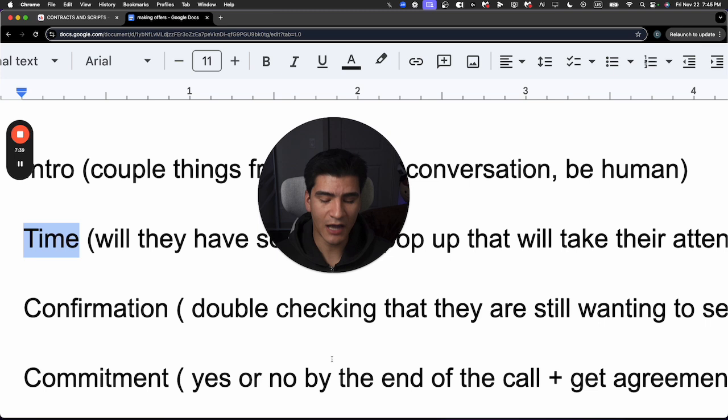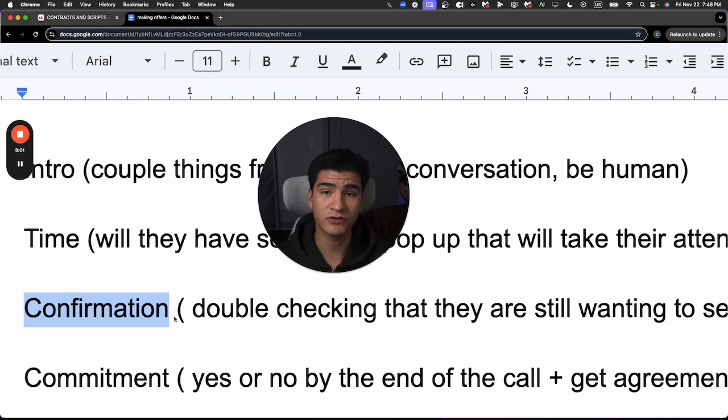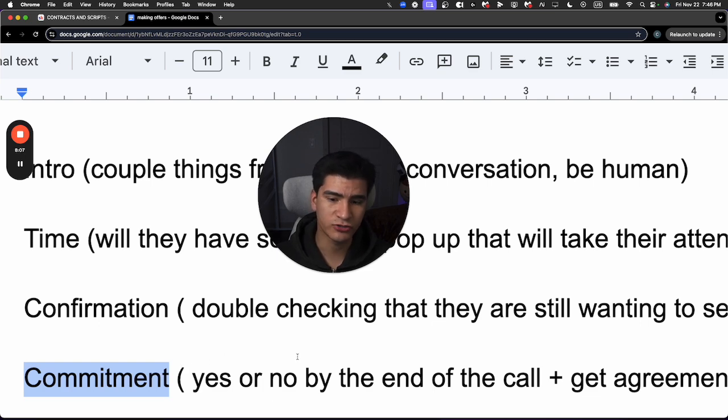Perfect. So now you have that commitment that you can bring back up at the end of the call when they say, hey, I have to think about it. You have that commitment of at least having them tell you yes or no, I don't want to sell, right? So we got the introduction, we got the rapport, we know they have time to talk, we have the confirmation that they're still interested in selling, and we have the commitment that they're going to tell us a yes or no answer towards the end of the call of them going under contract.